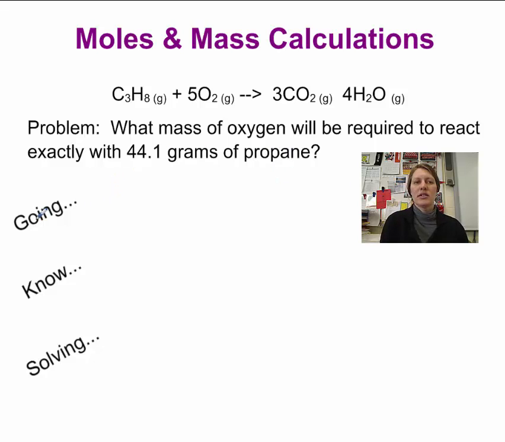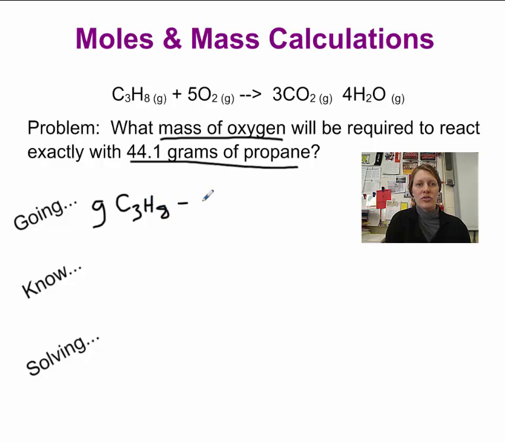Whenever I'm doing a problem, I like to think through the going, know, and solving. Even underlining things in the problem really helps. So I have my balanced equation, and it says what mass of oxygen, so I've got to find that, will be required to react exactly with 44.1 grams of propane. So where I'm going is from grams of propane to grams, because that's what mass is, of oxygen. What I know to start with is that I have 44.1 grams of propane.